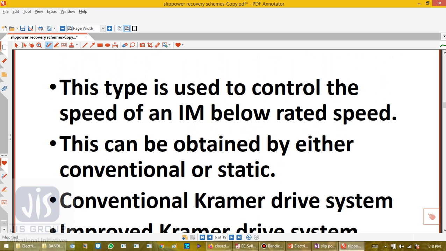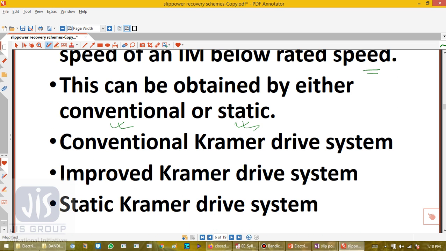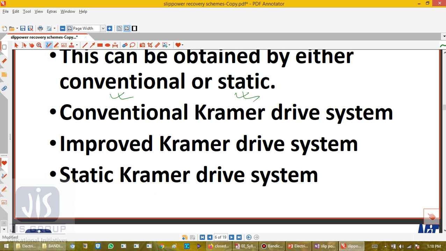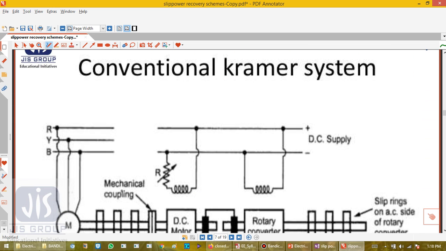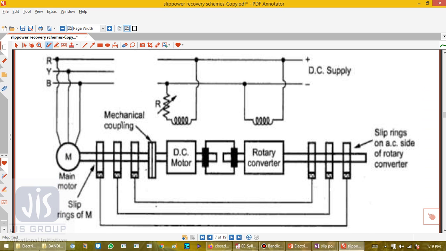As we have mentioned, this type is used to control the speed below the rated speed, and this, as I have mentioned, can be conventional and static. Okay, now conventional drive system, improved Kramer drive system and static Kramer drive system. So we are going to discuss these three. So let's first discuss this conventional Kramer system. Okay, so this is the schematic of the conventional Kramer system.